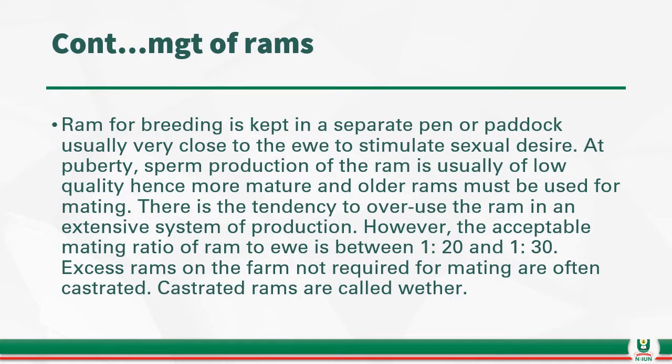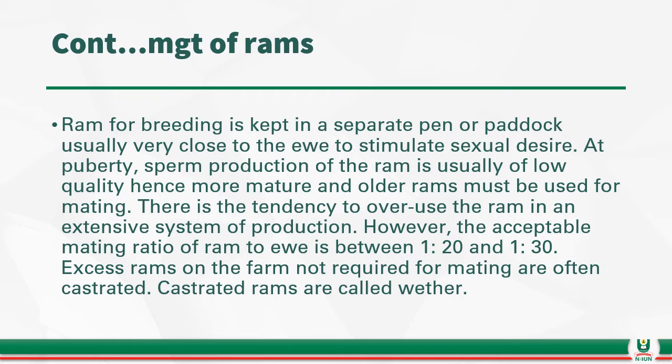Rams for breeding are kept in a separate pen or paddock, usually very close to the ewe or ewes to stimulate sexual desire. At puberty, sperm production of the ram is usually of low quality, hence more mature and older rams must be used for mating.